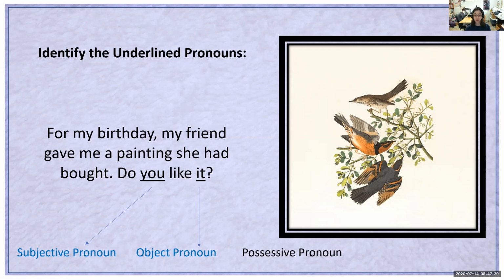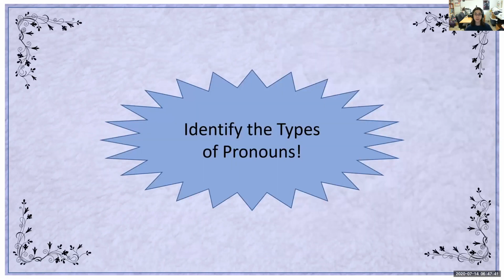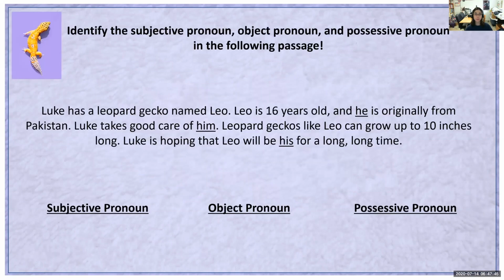Okay, so now we're going to transition into a similar type of activity, but a little bit different. We'll be identifying the types of pronouns, but for passages. I have all of the pronouns underlined here, and your job will be to put each pronoun under the correct category. So for example, would he go under subjective, objective, or possessive? I'll explain it after I read the passage.